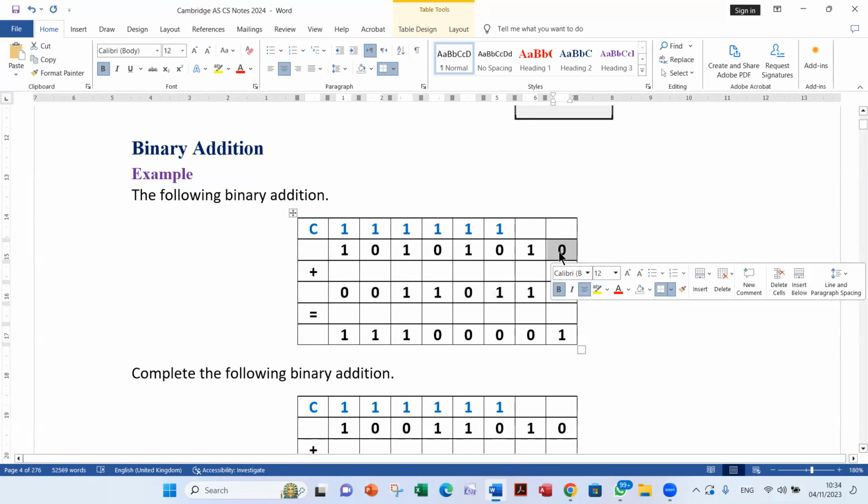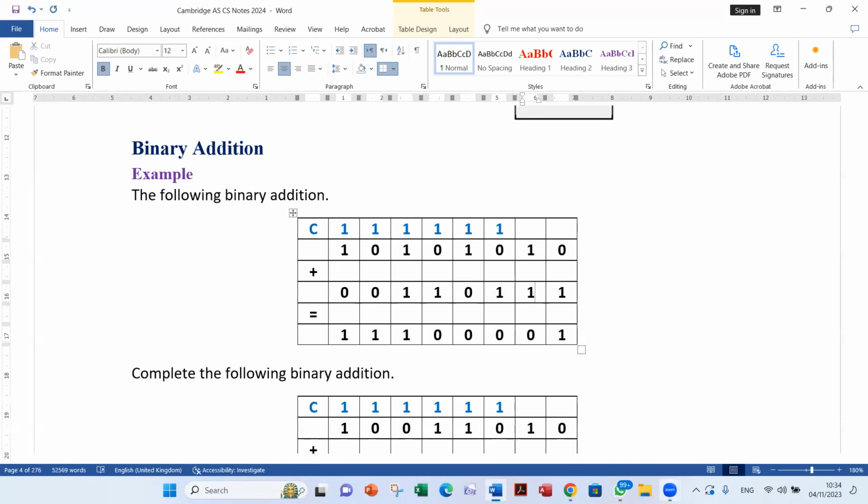Okay, let us start. 0 plus 1 is 1. Okay, 1 plus 1, that is 2. You cannot write 2 in binary. 2 is 1 0. So you already know from the O level that 1 plus 1 is 0 and carry 1. Okay? Okay, so now you will be adding 1 plus 0 plus 1. Again, this is 2 and that is 0 and carry 1.